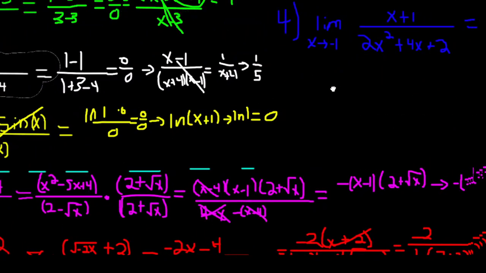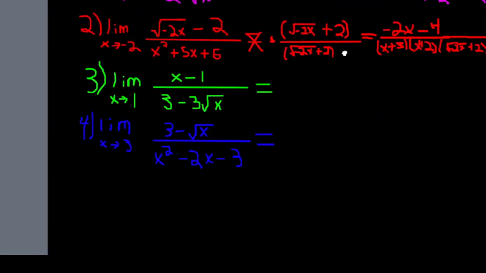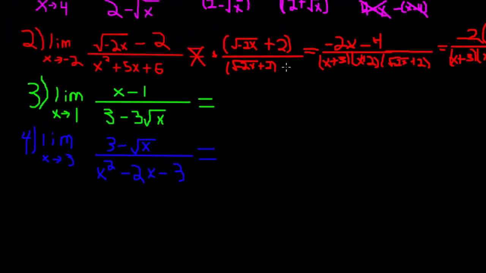Let me just see something. Okay. All right. Let's try plugging it in. So 1 minus 1 is 0. 3 minus 3 is 0. Okay. Once again, we are doing a conjugate.